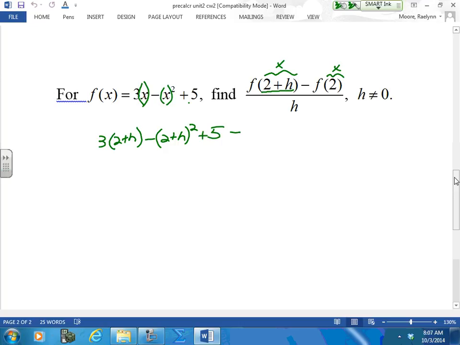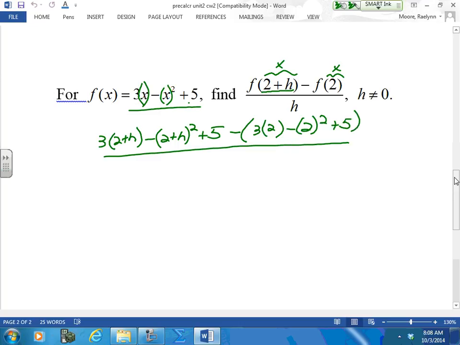Minus, now, this is the tricky part. Put parentheses around this guy because you have more than one term. 3 times 2 minus 2 squared plus 5. Everybody get that? This was your x. This was your x. Your x. See it? There's your 3x minus x squared plus 5.